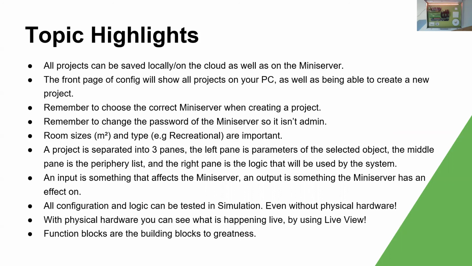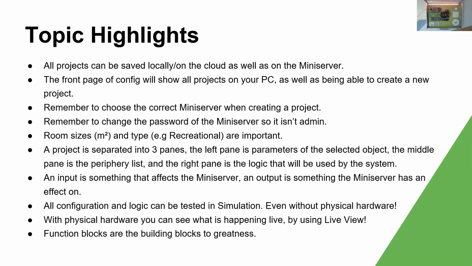In the actual config file, it's separated into 3 panes. Left pane is your parameters of your selected object. Middle pane is your periphery list, and the right-hand pane is the actual logic and config that is on the mini server that makes things work. Input is something that has an effect on the mini server, and output is something that the mini server has an effect on. All configuration, you can test it in simulation without any hardware available.